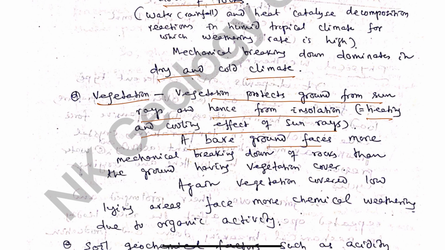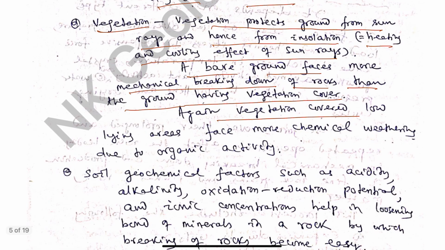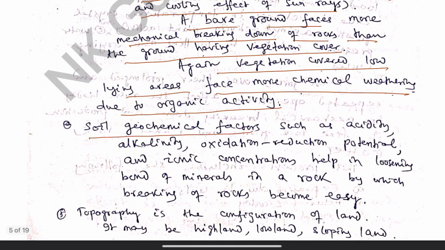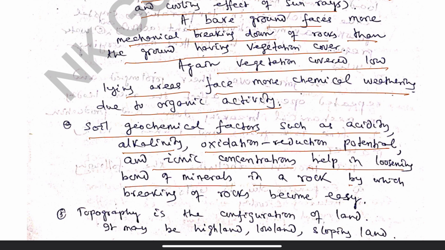A bare ground faces more mechanical breaking down of rocks than the ground which has a vegetation cover. Again, vegetation-covered low-lying areas face more chemical weathering due to organic activity or due to humic acid produced by the plant materials accumulating on the ground. The soil geochemical factors such as acidity, alkalinity, oxidation reduction potential, and ionic concentration help in loosening the bond in the minerals in a rock, by which breaking of rocks becomes easy.